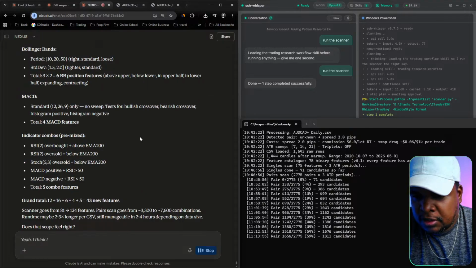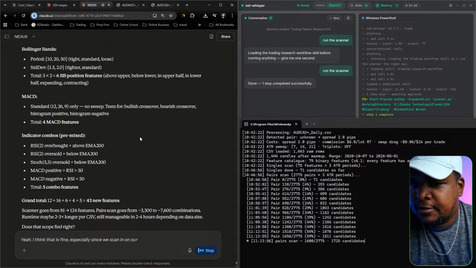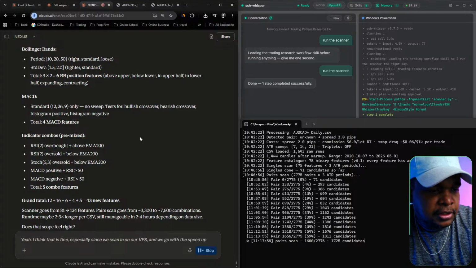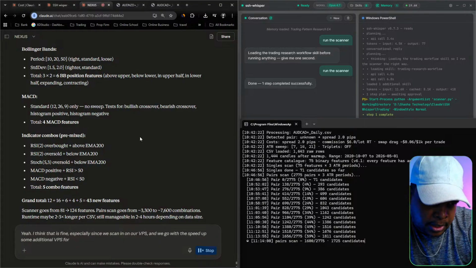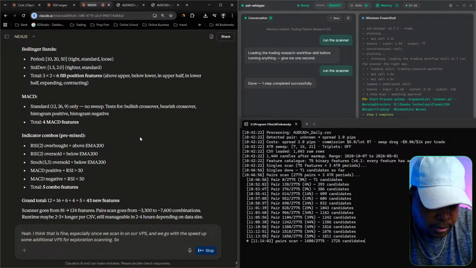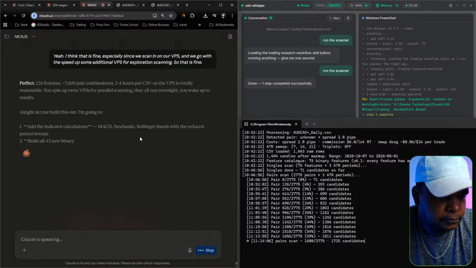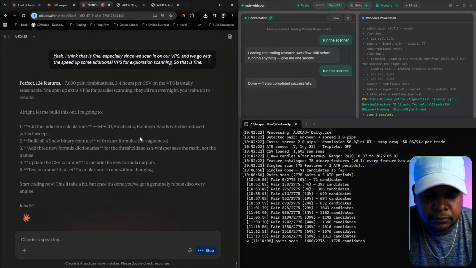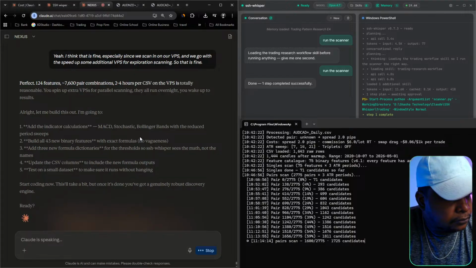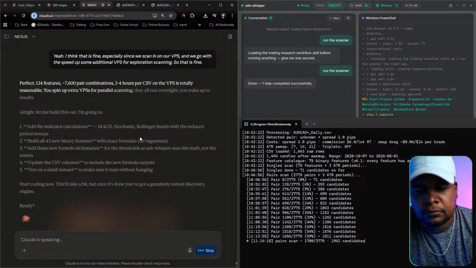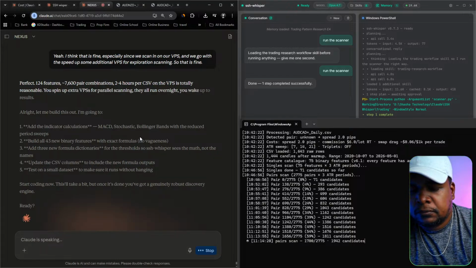Yeah, I think that is fine, especially since we're scanning on our VPS and we're going to spin up some additional VPS for exploration scanning, so that is fine. Perfect. 124 features, 7,600 pair combinations, 2 to 4 hours per CSV on the VPS is totally reasonable. You spin up extra VPSs for parallel scanning, they all run overnight, you wake up to results.